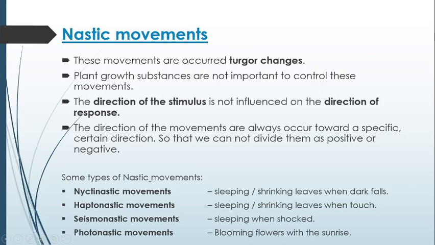The second type of plant movement is nastic movement. These movements occur due to turgor changes. Turgor changes mean changing the amount of water inside the plant cells. Plant growth substances are not important to control these movements because these are not growth movements.